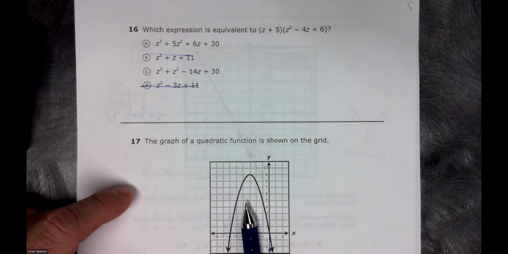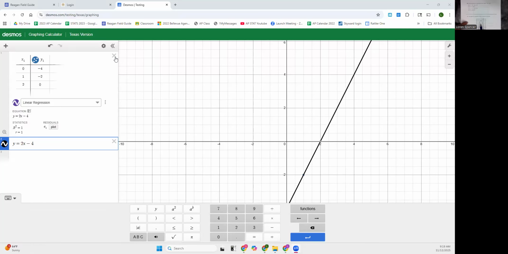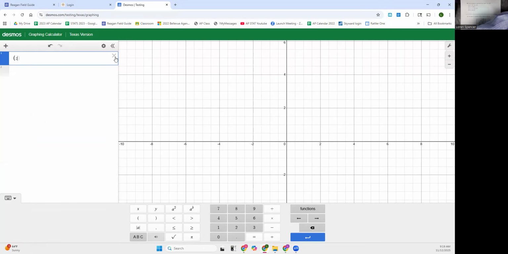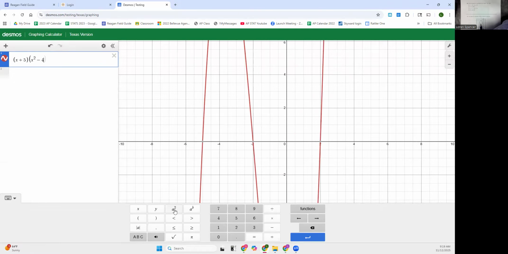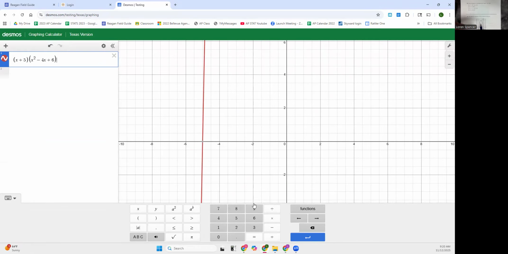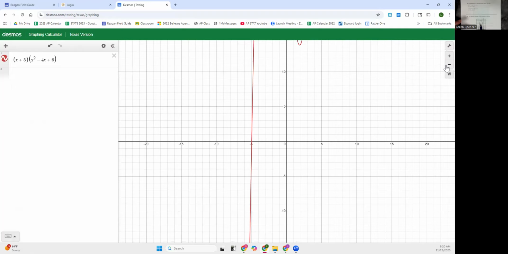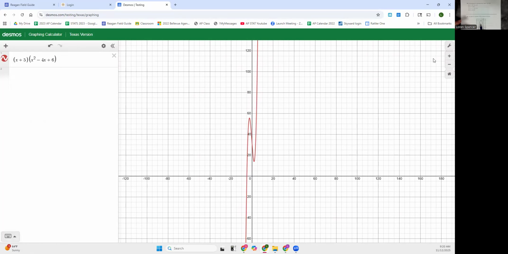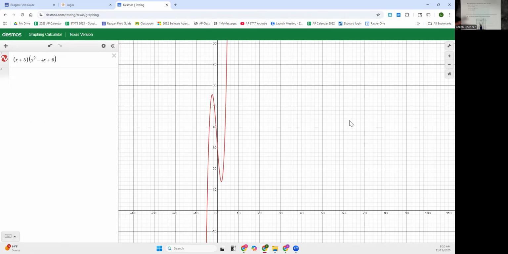But I need to go to the share screen. And clear this mess out. And they gave me parenthesis z. Oh, and it gives me a bad thing. So if it gives me a z, I'm going to put in an x. So (x plus 5), close parenthesis, then (x squared minus 4x plus 6). All right, so it gives me this thing, and I can't see all of it, so I'm going to zoom so I can see it. And I get a weird squiggle. Zoom in just a little bit. So that's what I get.